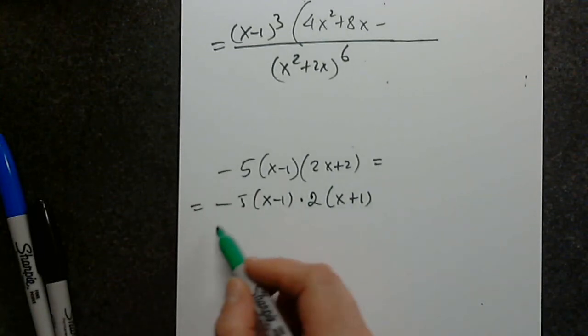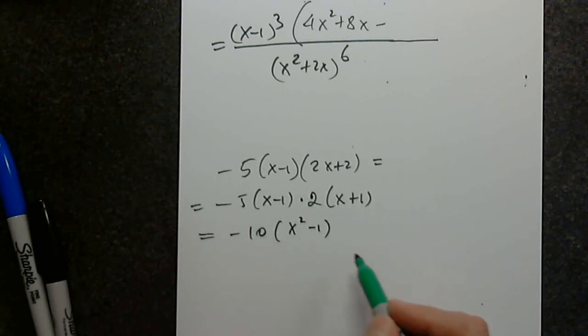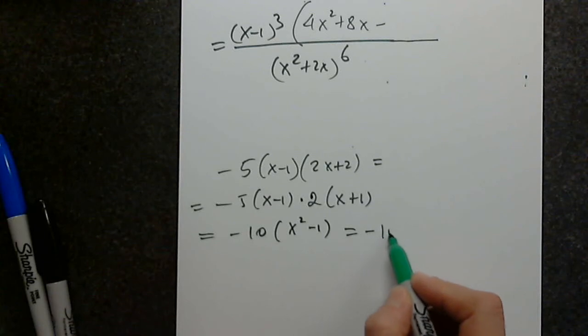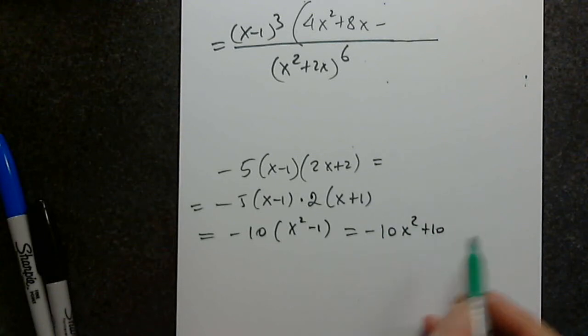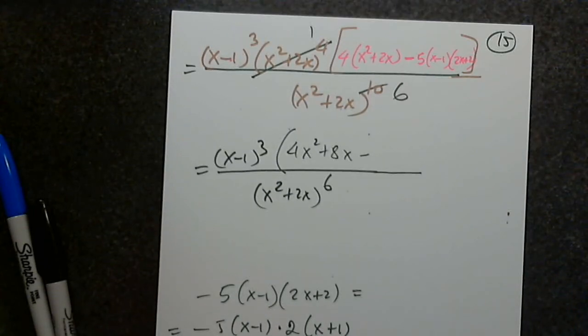Agreed? And then you agree with this. This times this is x squared minus 1. And then you agree with this. That's how lazy people multiply. They don't multiply these two and then distribute -5. They just find a way of doing something like this and making it easier on themselves.